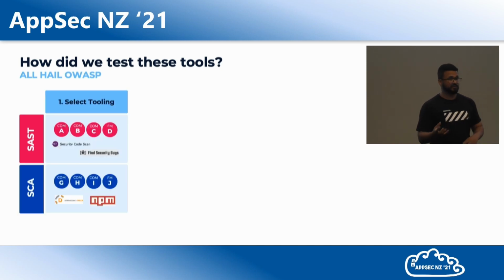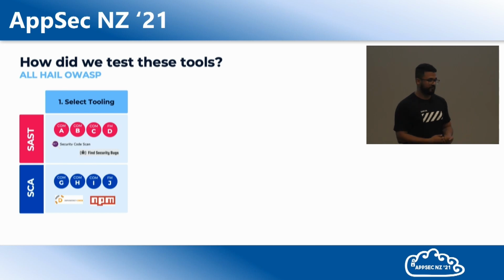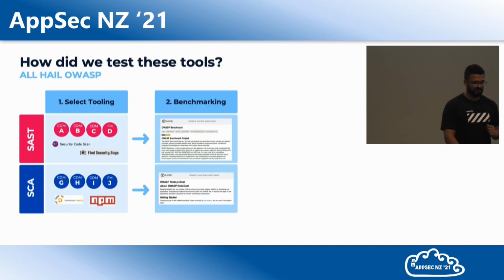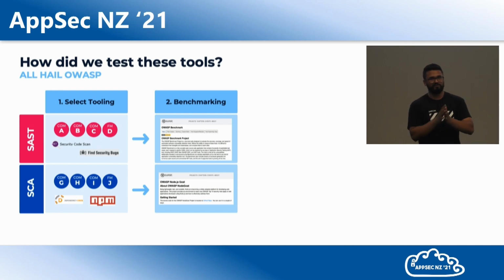So one, we selected the tooling. We've got 4 commercial vendors. One of them is freemium. We've got FindSec Bugs, which is for Java. We've got Security Code Scan for .NET. And then similar for SCA, we have 4 commercial tools. One of them is a freemium tool. And then we looked at OWASP Dependency Check and the built-in functionality in NPM, which I quite like and we will go into. We did a bunch of benchmarking to align them all, so that it can be recreated.